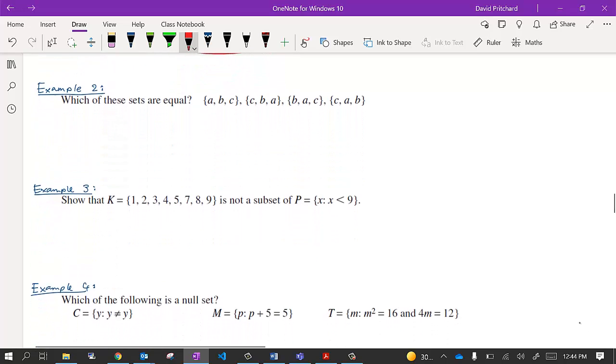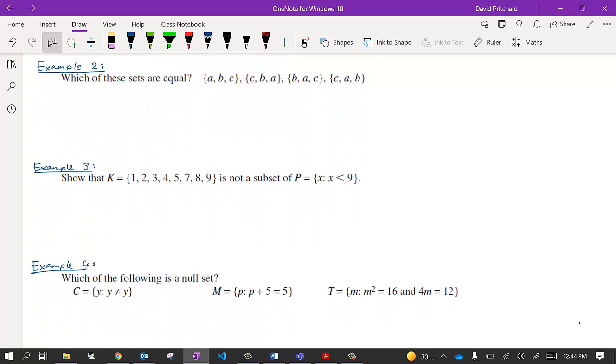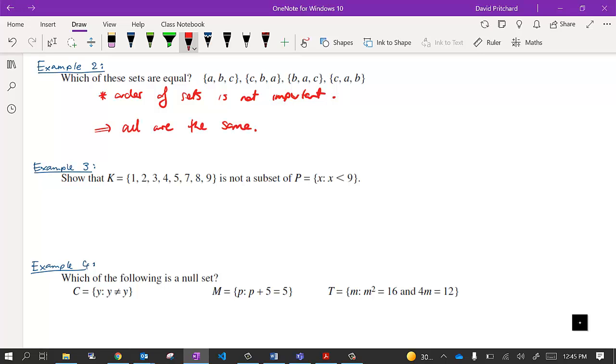All right, second question. Which of these sets are equal? So we've got the sets ABC, CBA, BAC, CAB. Now I'm hoping that everybody remembers from earlier that the order of elements in a set is not important. So in this case, that means that all the sets are the same. So as long as we keep that in mind, the order is not important. So these sets, ABC, CBA, are the same because they include the same elements.